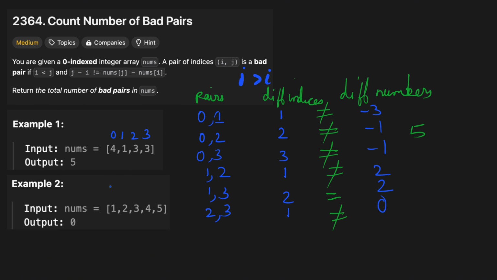Then in example 2, for the given nums array, no matter which pair we form, all of them will be good pairs. For example, for the pair of indices 0, 1, the difference between the indices and the numbers is 1. So it is a good pair. So none of the pairs will be bad pairs. Because of this, we will return 0 as our output.